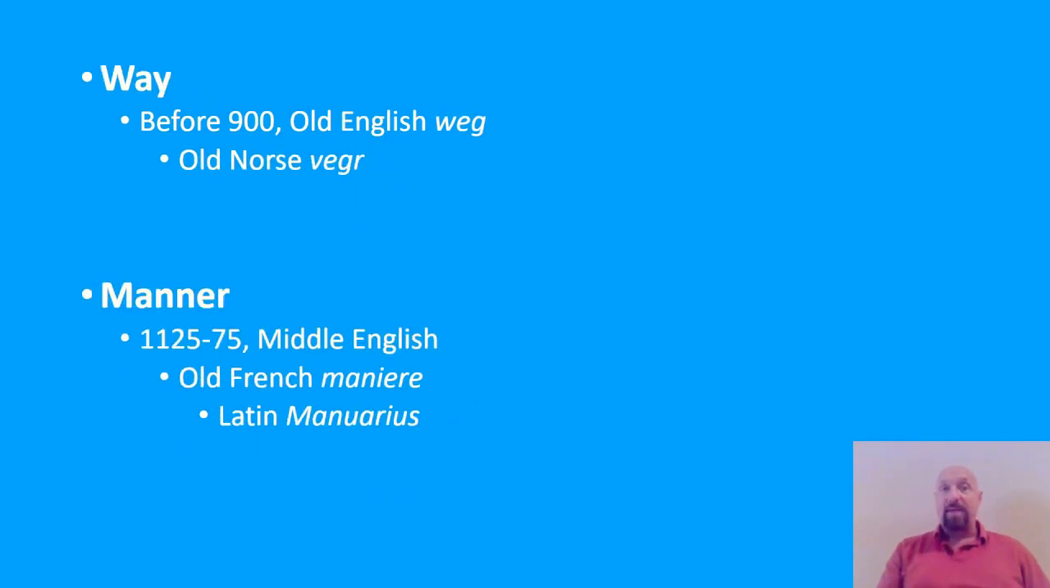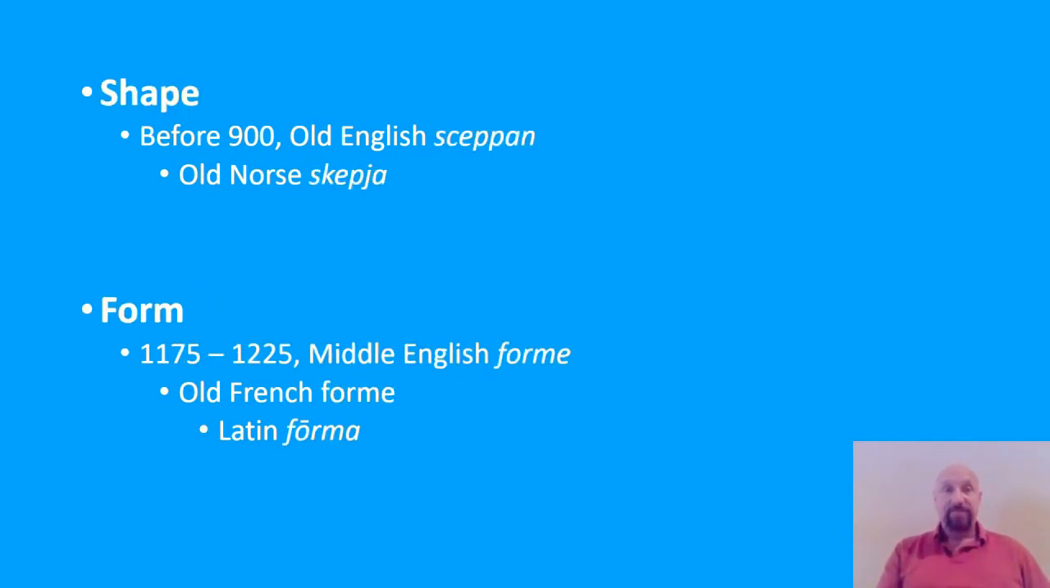We have way and manner, like do it this way or do it in this manner. Before 900, way was an Old English word that came from the Old Norse. Manner, once again, is Middle English from Old French, based off of a Latin word meaning with your hands. We have shape and form. Shape is Old English from the Old Norse, before 900, and form came a few hundred years later from Old French, based off of Latin forma.